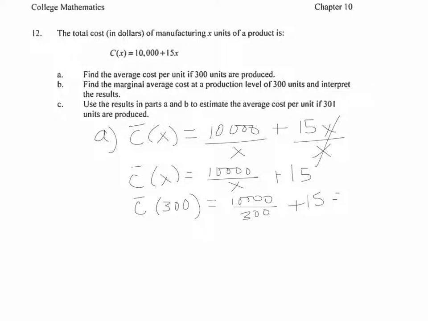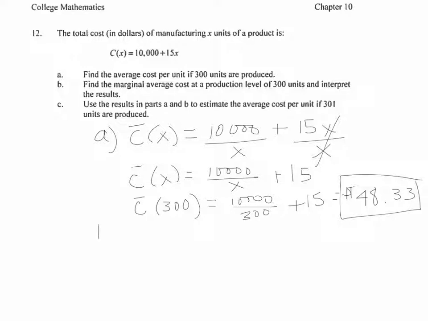And since we're talking about money, let's round this to the nearest penny. And what are you going to end up with? $48.33. That is the average cost per unit if you're making 300 of whatever this product is. They didn't tell us what it was. So that might be something that would be important to know.